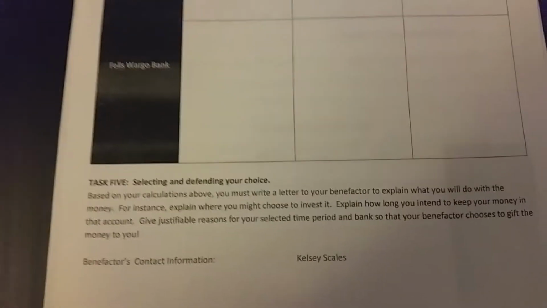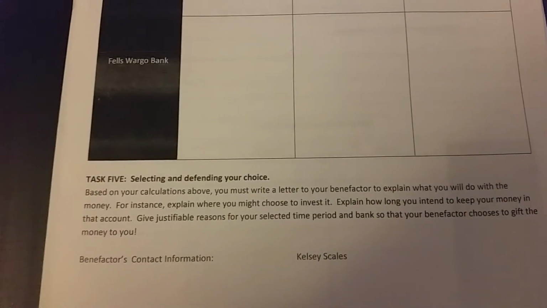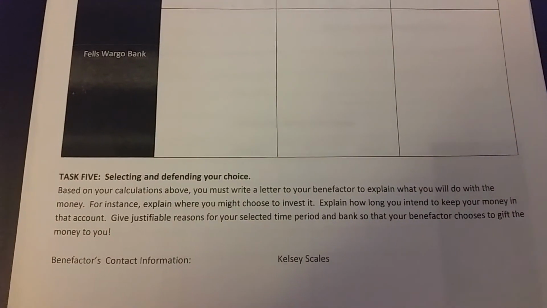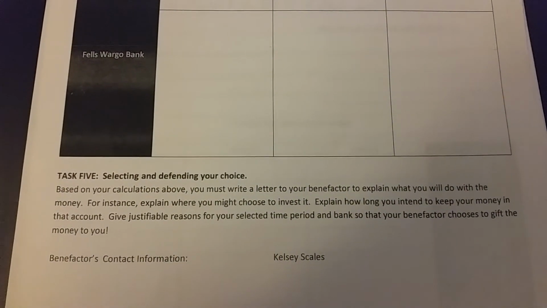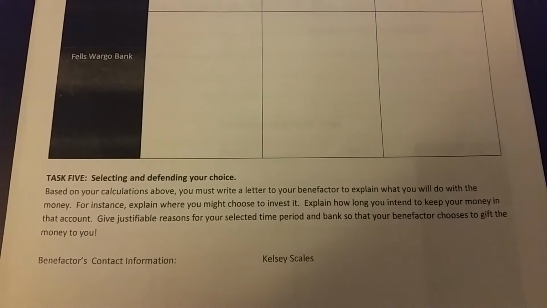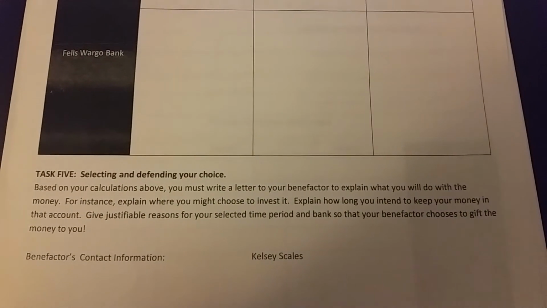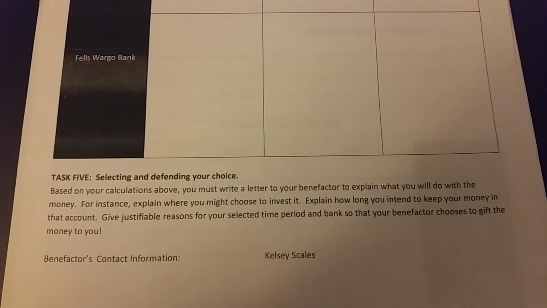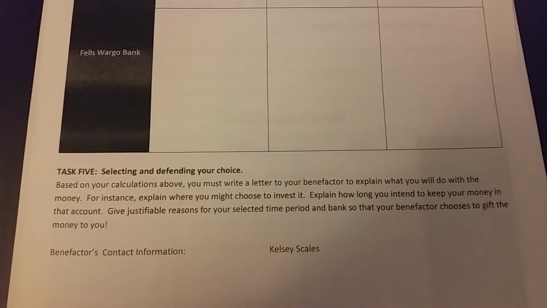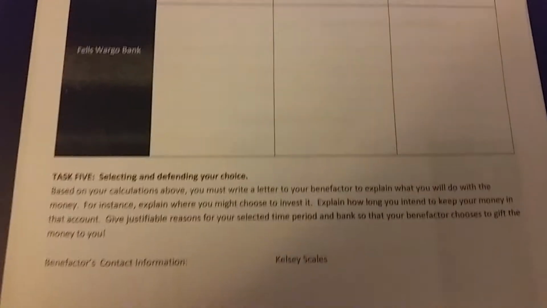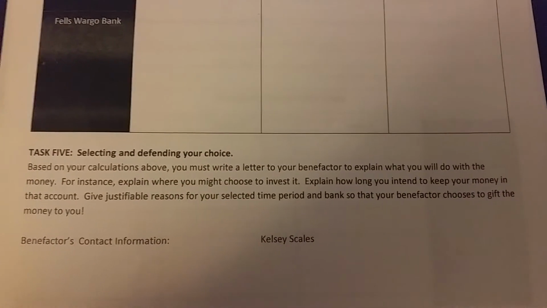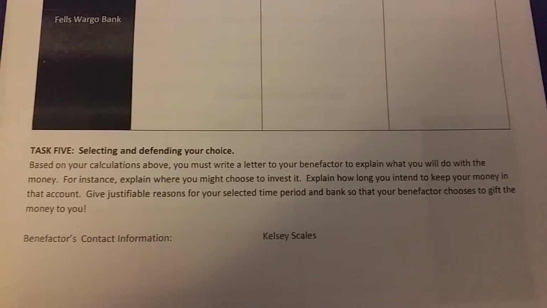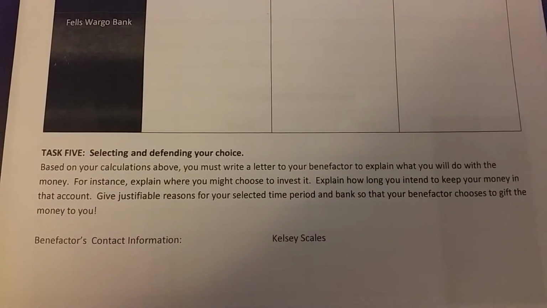Now task 5 is where you choose, okay, what am I going to do with this money? Am I going to save it, put it in the account, and then which account, or am I going to spend it? So, based on your calculations above, you must write a letter to your benefactor to explain what you will do with the money. For instance, explain where you might choose to invest it. Explain how long you intend to keep your money in the account, and then give justifiable reasons for your selected time period and bank so that your benefactor chooses to gift the money to you.